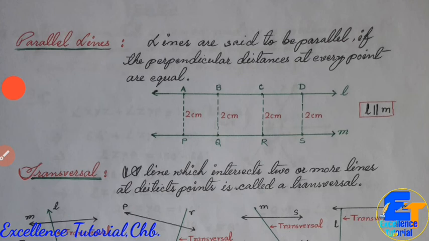When two parallel lines are intersected by a third line, that is called a transversal, different angles are formed. Among those angles, some pairs are called corresponding angles, alternate angles. That means today we are going to learn how to identify corresponding angles, alternate angles, and all these.